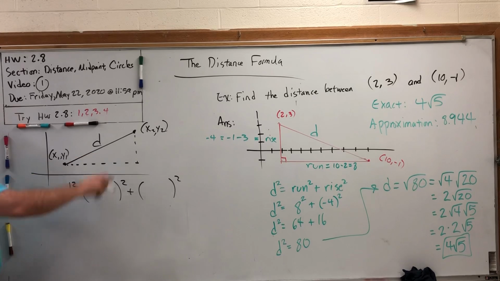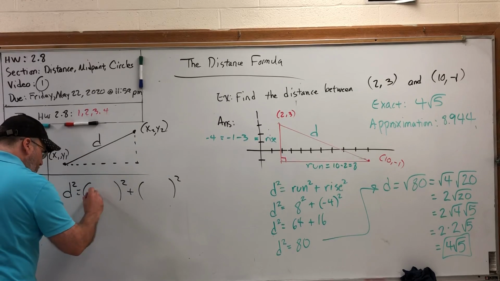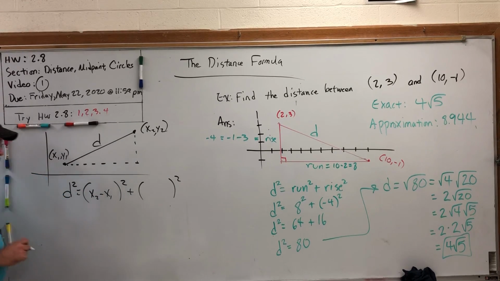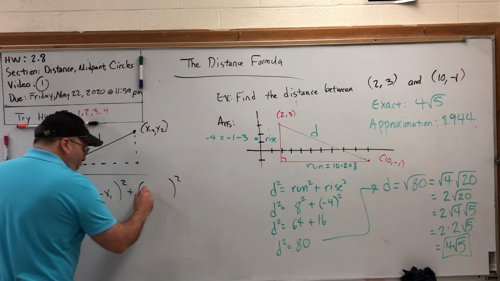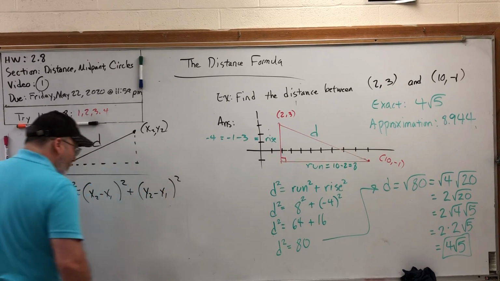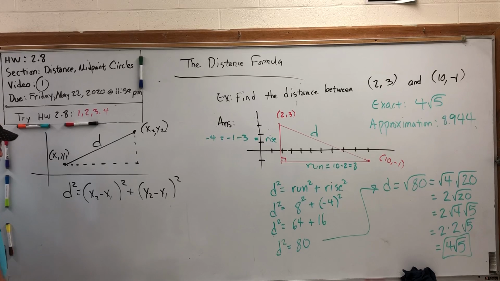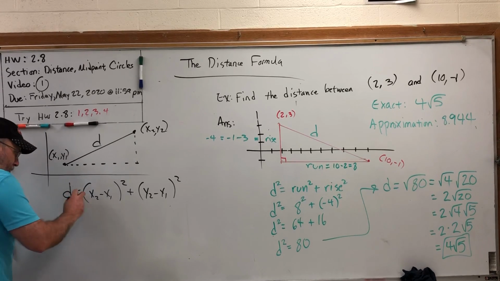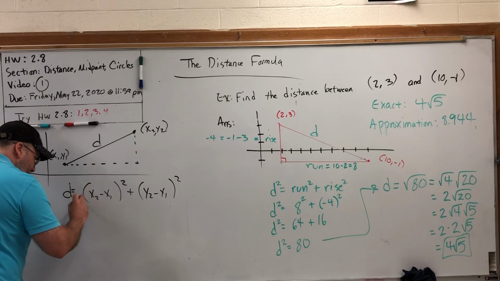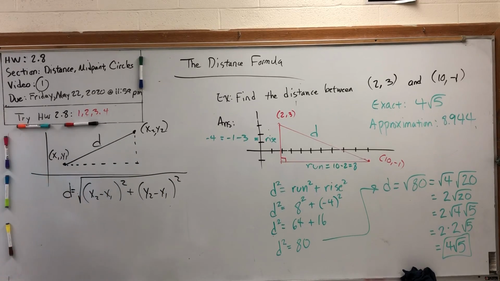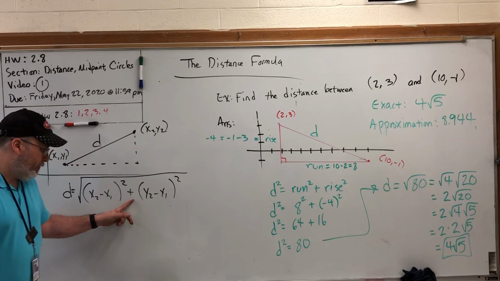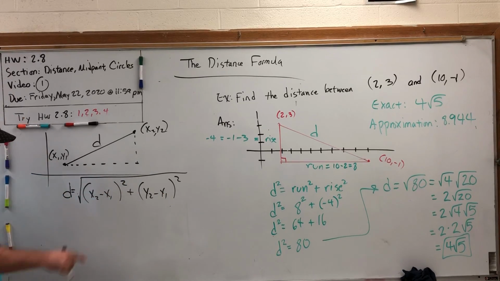But how do you calculate the run? Subtract the x's. x2 minus x1. And how do you calculate the rise? Subtract the y's. y2 minus y1. If we square root both sides to get the d by itself, then we would drop a gigantic square root over all of this. And if you're thinking the squares cancel the square roots, stop. You cannot distribute a square root across a plus. This is as good as it gets.